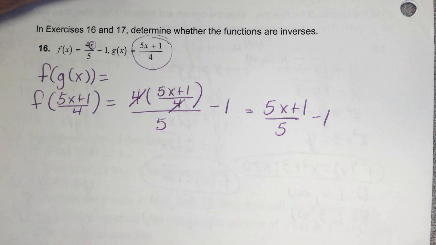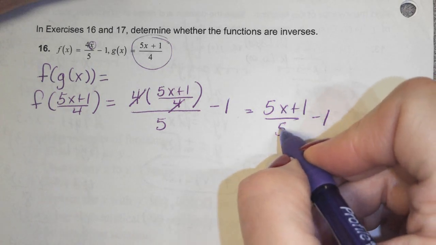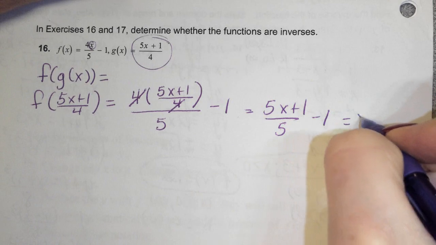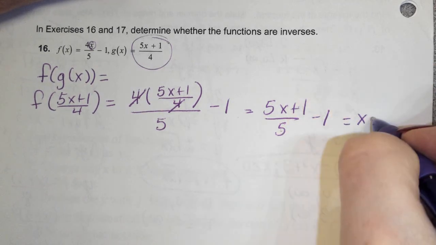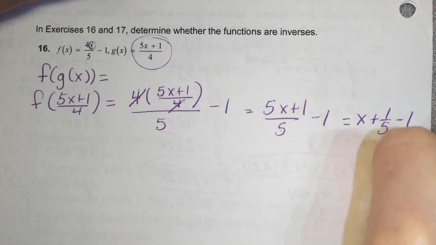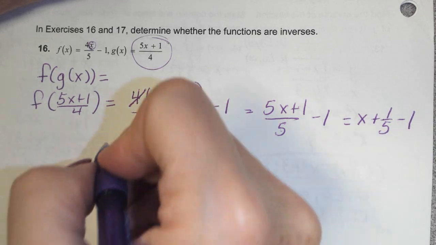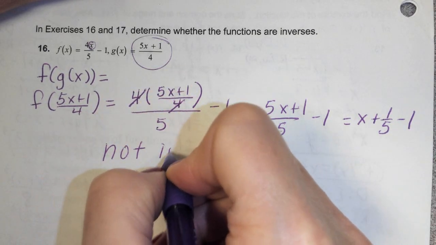I want to see if that's going to be x. Well, 5x over 5 is just x. But 1 divided by 5 is 1/5 minus 1. No, that's not going to cancel out. So these are not inverses.